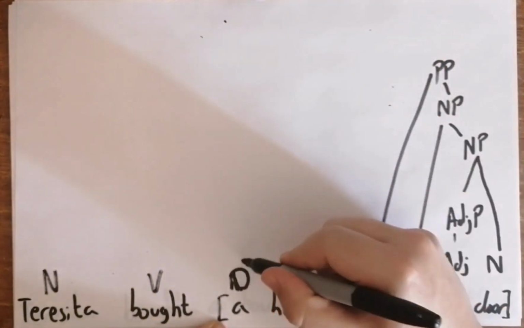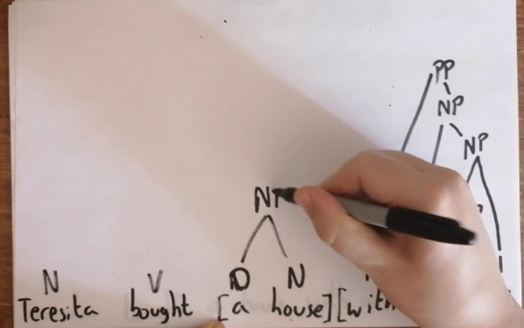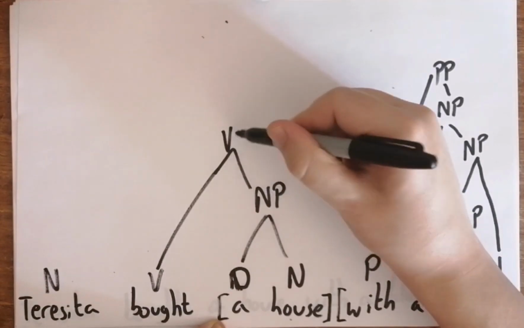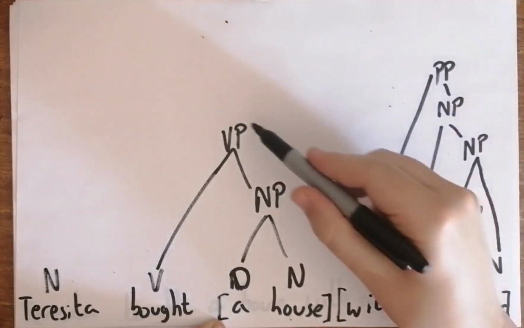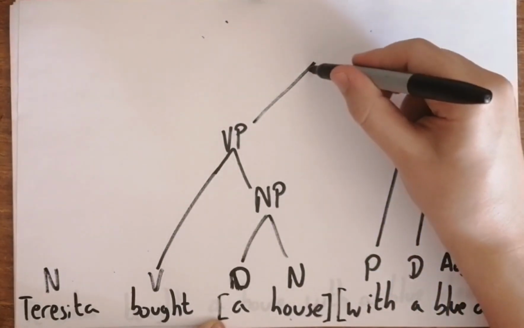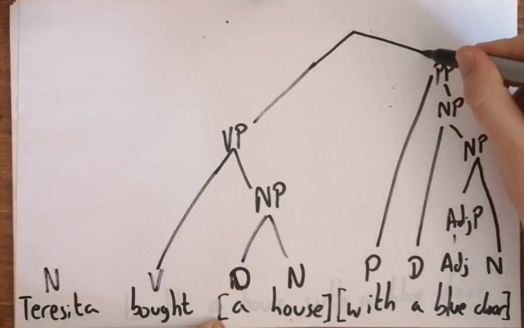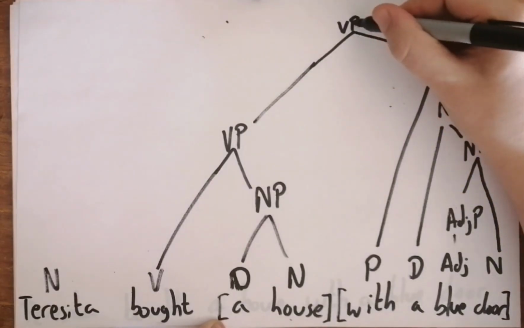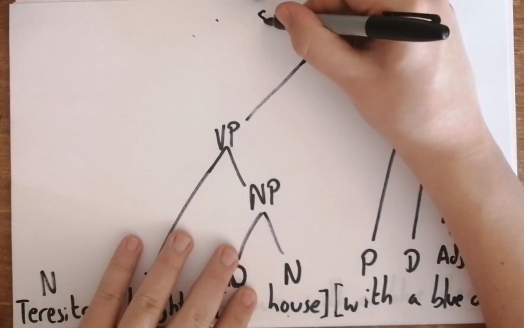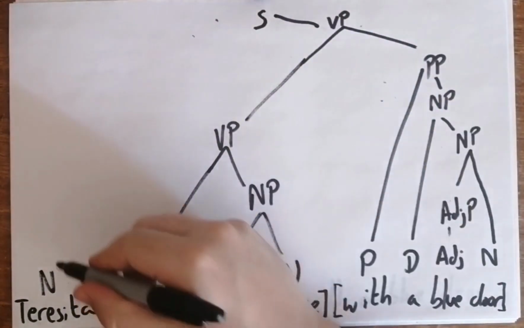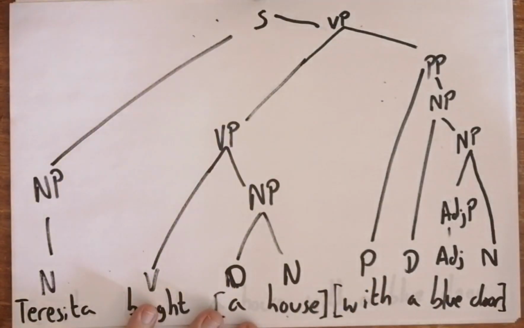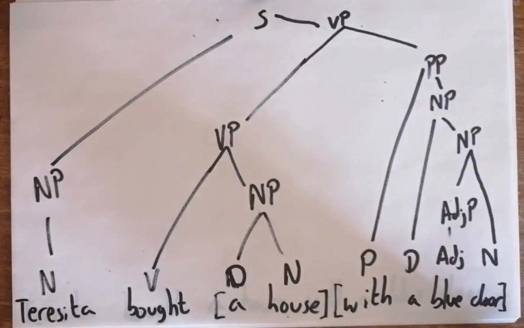Okay, so a house is obviously a noun phrase, right? And it forms part of this verb phrase, bought a house. Okay. And then we need to bring these two together. And then that would all be a second verb phrase. And that goes directly to the sentence level. Okay? And then we know that Teresita is a noun phrase. And that goes directly to the sentence level too. Okay? So that's the way to do it and understand it.